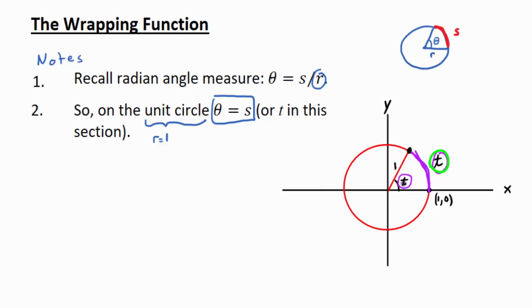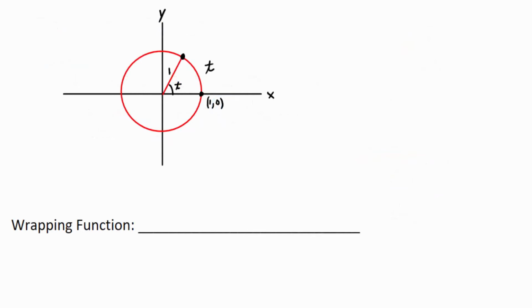Or t could even stand for time, really, because we often associate time with distance, don't we? Which is kind of weird if you think about it, but we do that all the time. So t can be a real number instead of just an angle. That's what the unit circle and what I'm about to define as the wrapping function, I haven't defined it yet, is going to do for us. So, okay, what does the wrapping function look like?